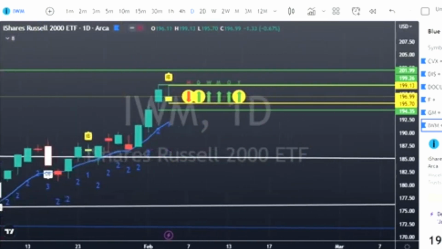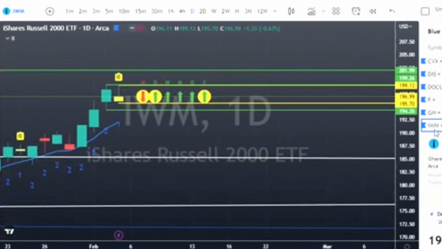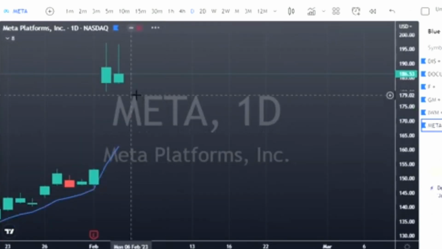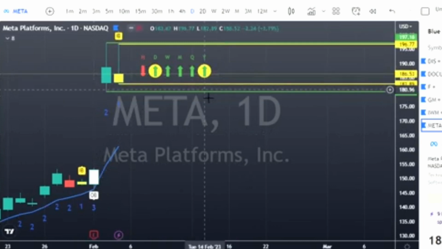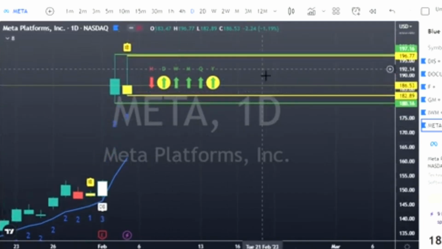Okay, so let's zoom back in there. And from IWM, we go into Meta. That's Facebook. Inside bar, shooter candle, big gap. Which way is Facebook going to run? So calls 196.77, puts at 182.89. There's the numbers I'm calling out on the right-hand side.